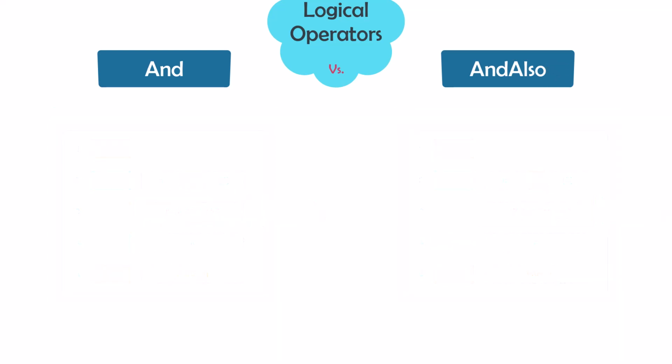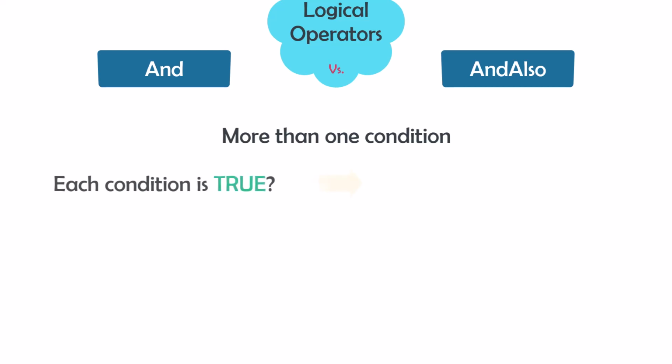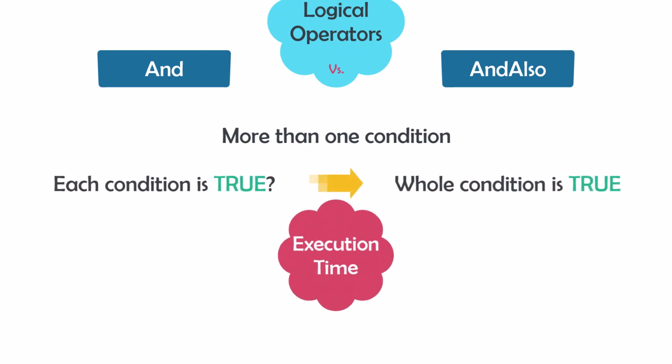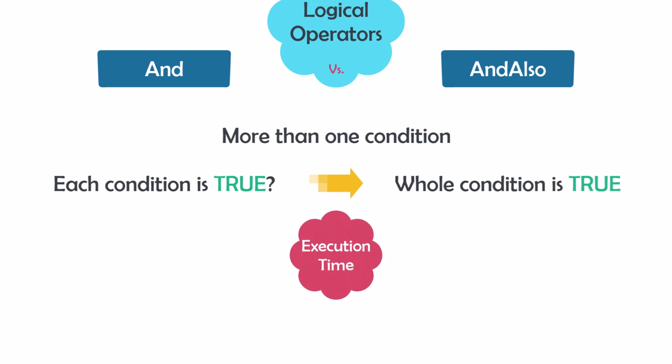Let's summarize both operators. If we have more than one condition, we can use one of these two operators. If each condition is true, the whole condition is true. The difference between both is the execution time. If we have an also operator, we check the conditions one by one. Once we get a false condition, the next conditions will not be checked. But if we have an and operator, each condition will be checked. At the end the total result will be checked, if each condition is true. That's all about these two operators.